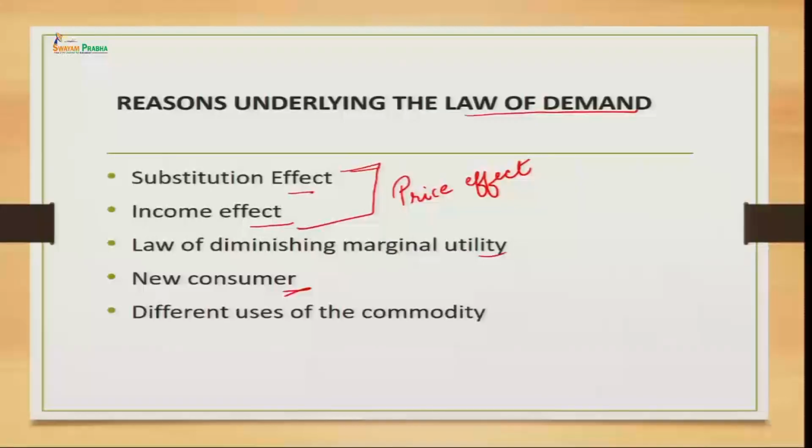New consumers are also added to that group, and lastly we have talked about the different uses of a commodity. The items will be demanded more and more when the prices are less, and that particular item can be used for different purposes, but when the prices are high we try to use it for a very specific purpose where we cannot substitute it. Okay.